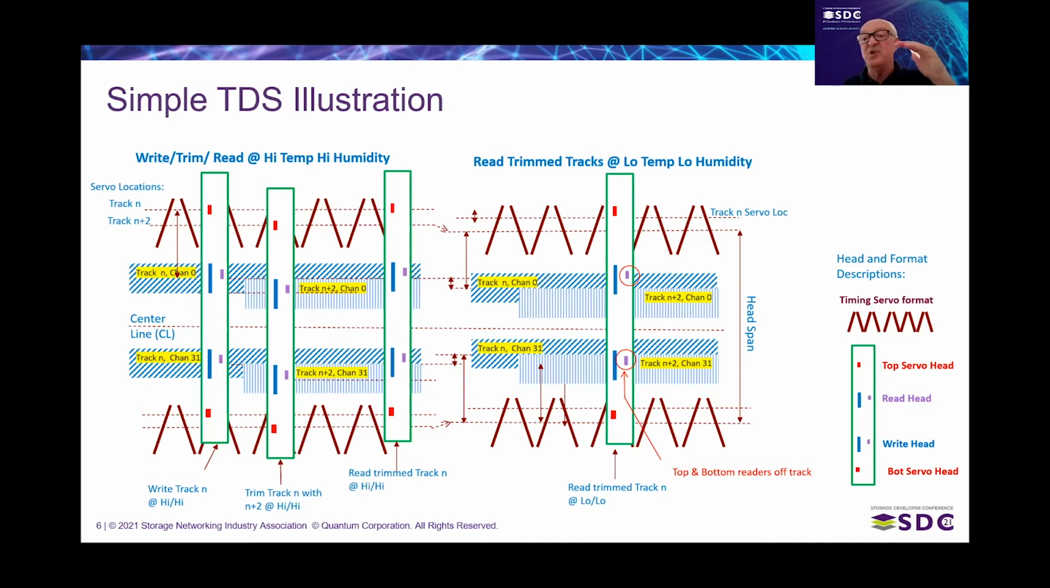However, if the change is too much and you don't have the compensation techniques, then your top reader and bottom reader will be off track. Top reader will be above track N, bottom reader will be below track N, channel number 32 or 31, if you count from 0. As a result, you will lose 2 channels worth of data in this thing that, if your ECC is strong enough, you can recover. Otherwise, you have to do retries. This is dimensional stability.